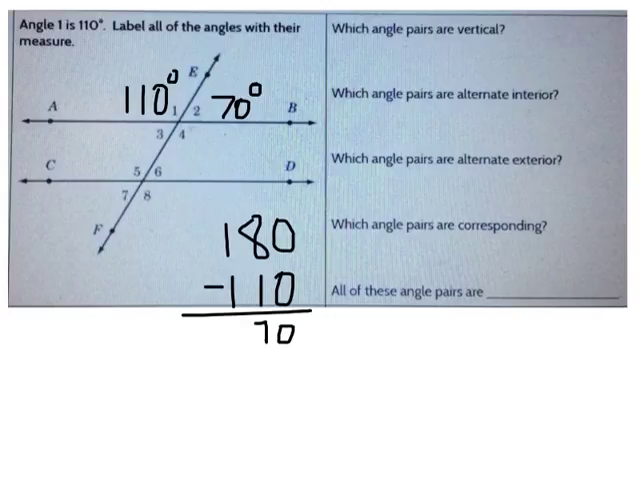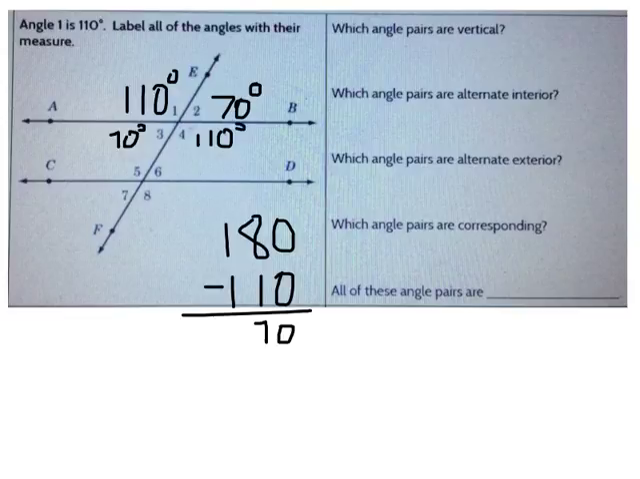What's the value of angle 3? Angle 3 is vertical to angle 2, so they're congruent, or equivalent. It's equal to 70 degrees. What's the value of angle 4? Angle 4 is vertical to angle 1, so it's equal to 110 degrees.